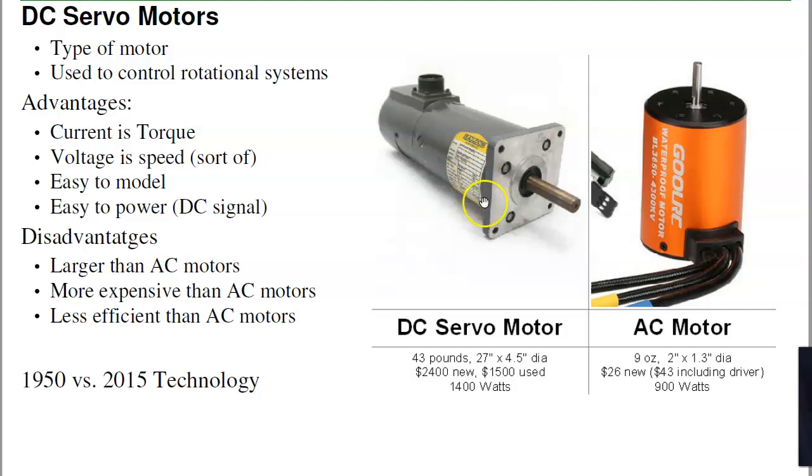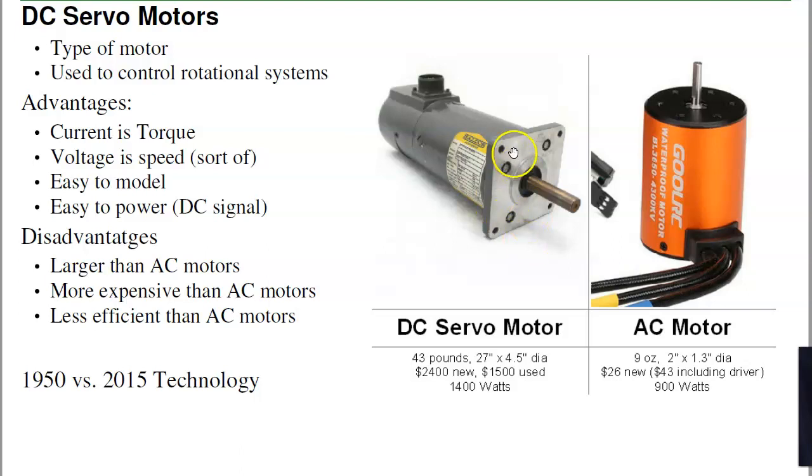There's a minus for them. For example, a 1.8 horsepower DC motor is about 28 inches tall, 43 pounds, 4-inch diameter, costs $2,400 new. You can get them used on eBay for $1,500, but new ones $2,400. They're really big, really expensive, really inefficient, easy to use though.